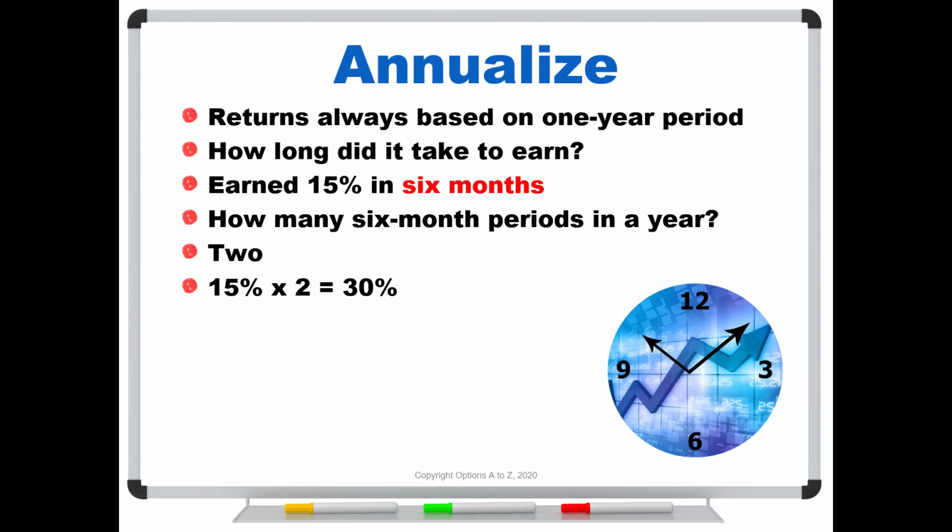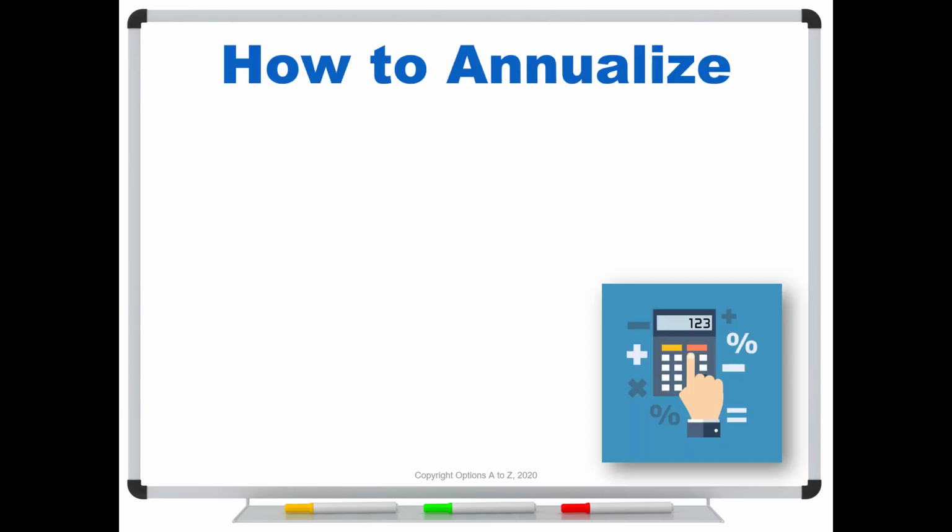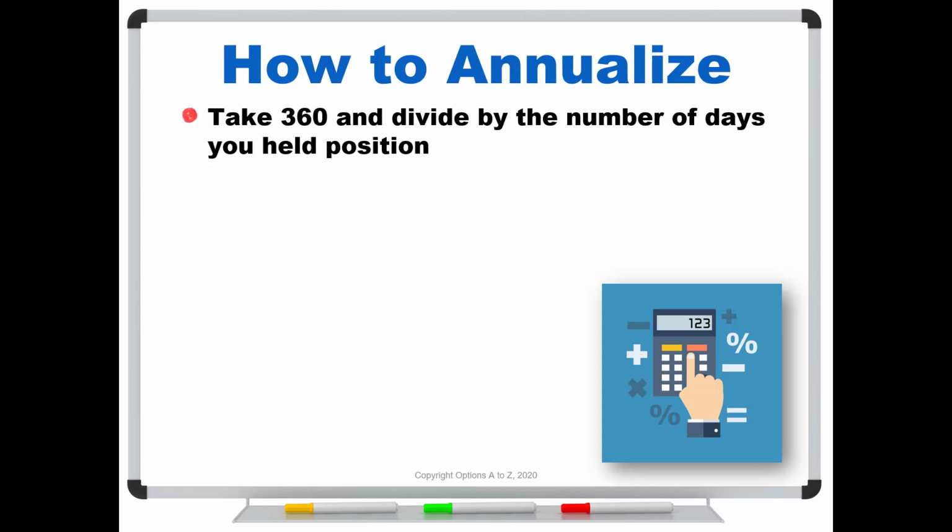So this example was fairly easy. I think most people can see that you would just multiply by 2. But what if it's not so easy? What if they're not such nice, neat, round numbers? Well, the math is still logically the same. What you're going to do is to take 360, number of days in a year. You could also take 365. And you divide it by the number of days that you held the position. And that's going to give you that annualization factor. So let's say that you earn this 15% in 60 days.